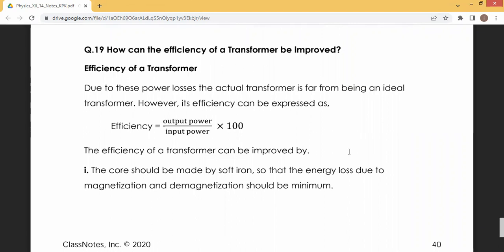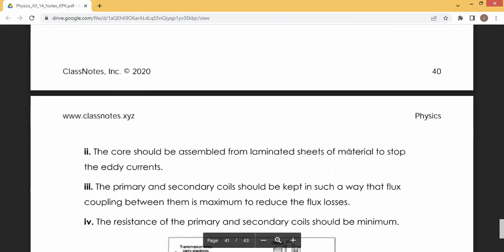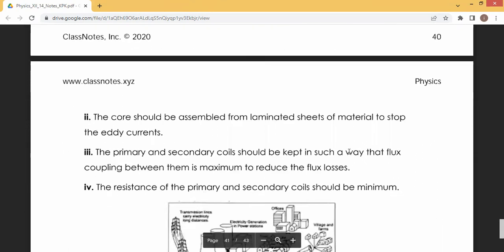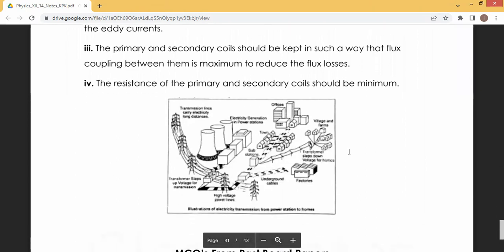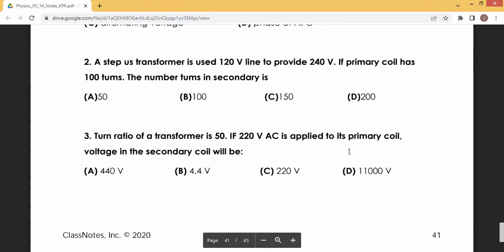The core should be made of soft iron so that the energy loss due to magnetization and demagnetization is minimal. The core should be assembled from laminated sheets of material to stop eddy currents. The primary and secondary coils should be kept in such a way that the flux coupling between them is maximum to reduce flux losses, and the resistance of the primary and secondary coils should be minimal.